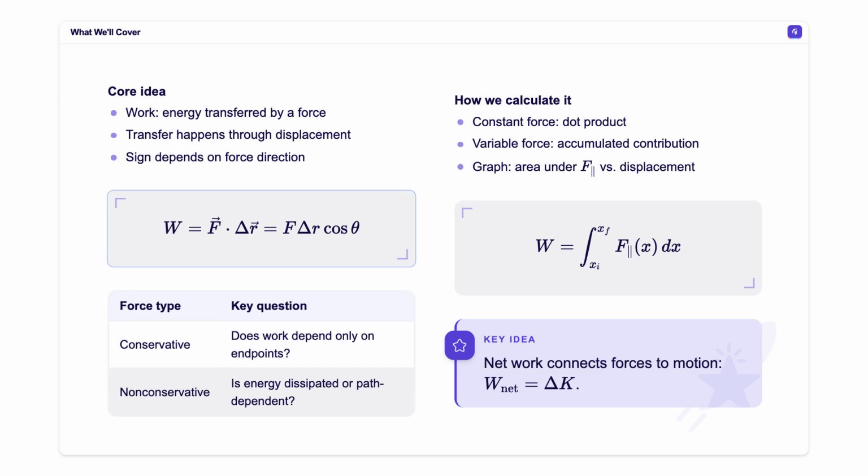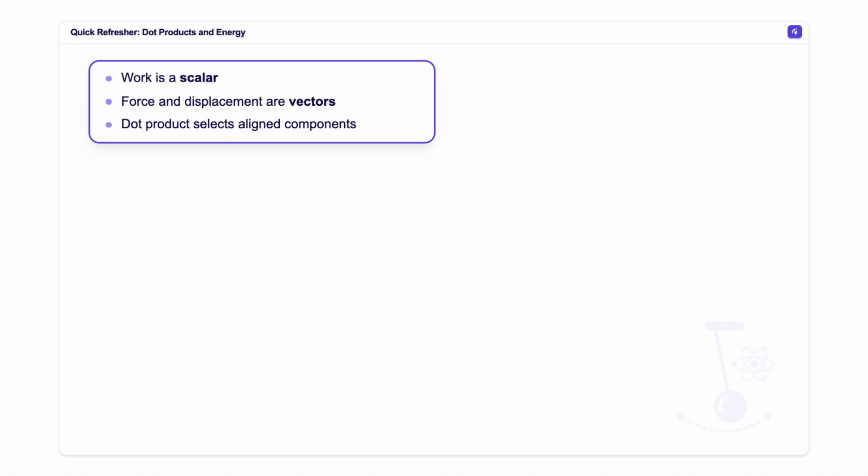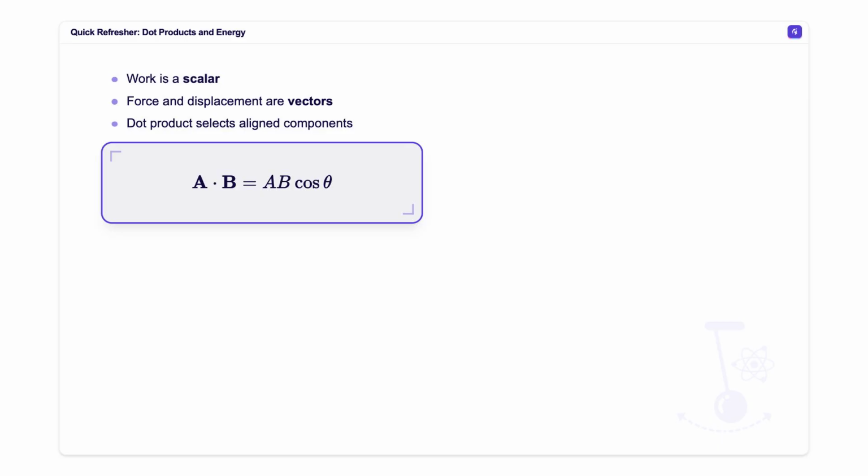Next, we will sharpen the vector language behind that dot product, because direction is what makes work more than just force times distance. Before we define work mathematically, we need one vector tool and one energy idea. The main twist is that work is a scalar, even though the force causing it and the displacement it acts through are vectors. A scalar is just a number with units, not a direction. So when a force vector and a displacement vector combine to make work, something has to turn those directions into one signed number. That tool is the dot product.